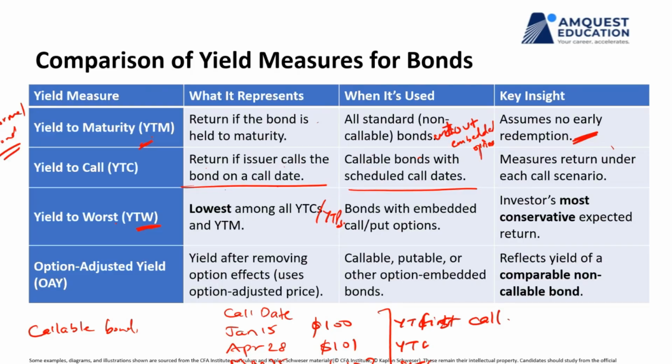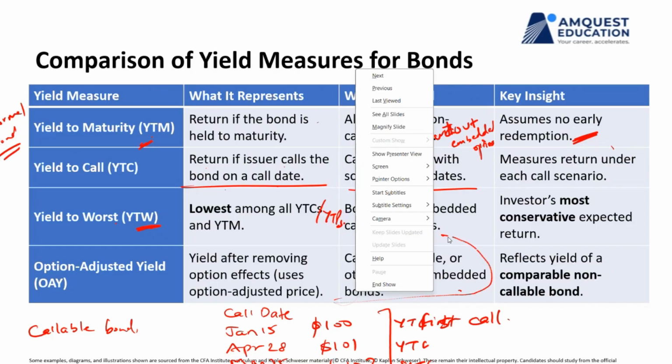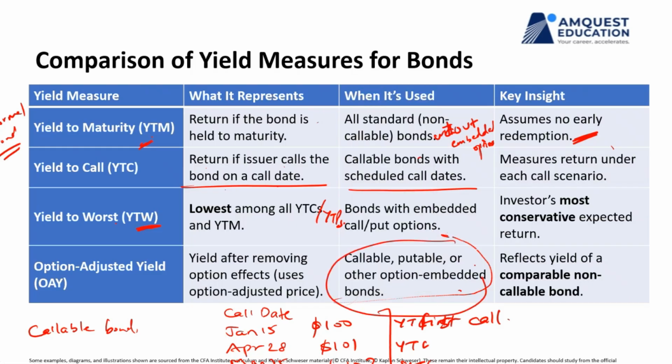OAY, option adjusted yield, is the yield after removing option effects, which means we use option adjusted prices. It could be used only for bonds which have options, right? There are only three embedded option bonds which we have talked about: callable, puttable, and convertible. It reflects the yield of a comparable non-callable bond. These are different yield measures, different types of yields that we are trying to assess and work with.